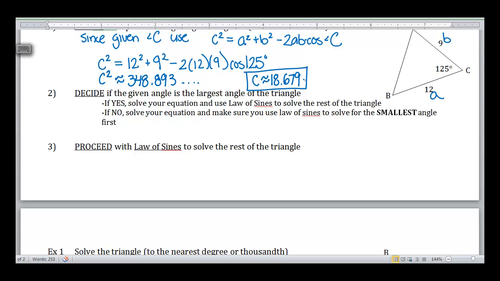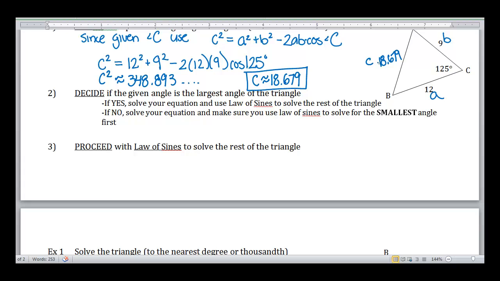Now, if you remember with the law of sines, we said that we can always check very fast to see if our answer is reasonable because the largest angle should be opposite the largest side length. Here, 125, since it's obtuse, has to be the largest angle, so that makes sense that it's opposite what I can now see as the largest side, the 18.679.